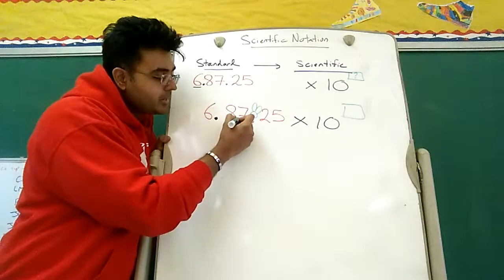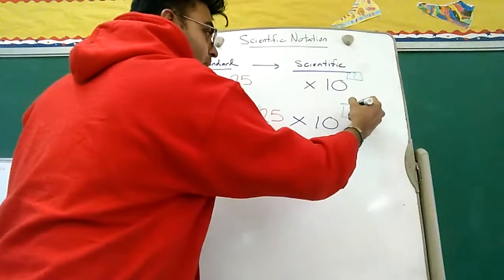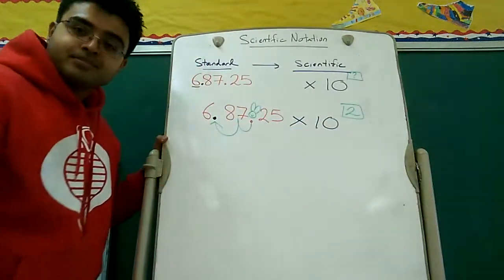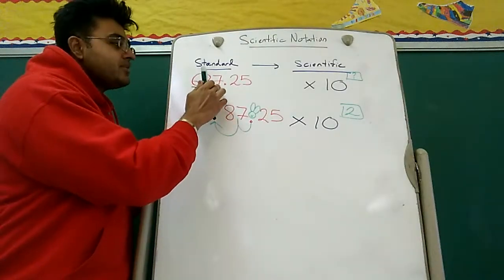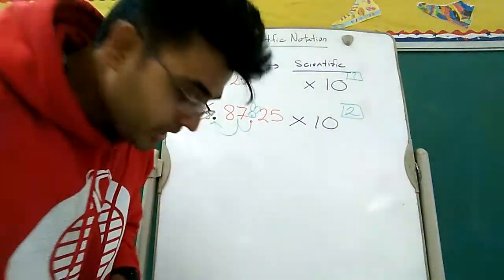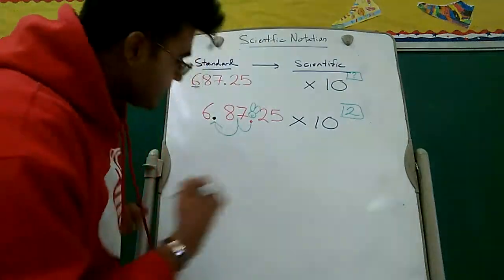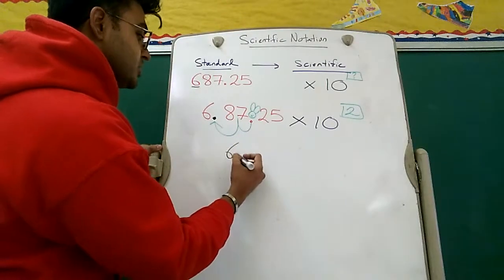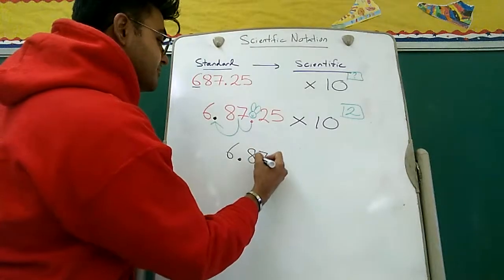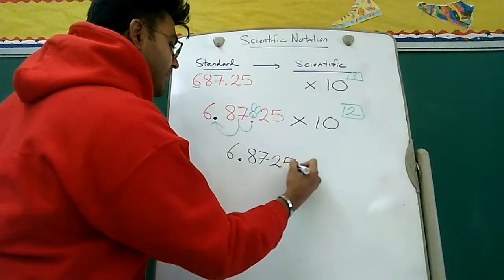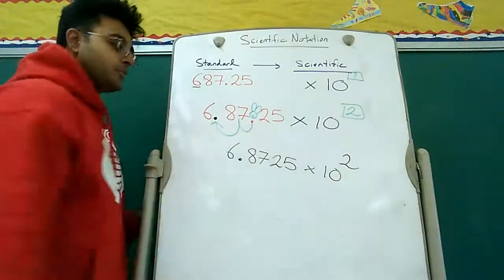Jump. 1, 2. And there we go. We found the power number. And now the final answer. 687.25, when you turn it into scientific notation, the final answer is 6.8725 multiplied by 10 to the power of 2.